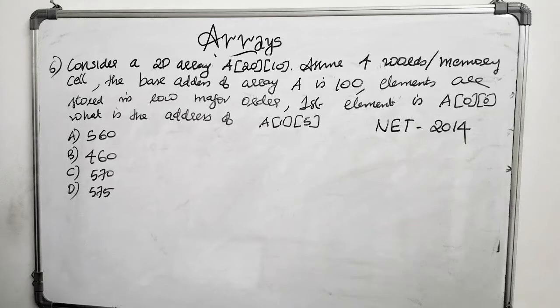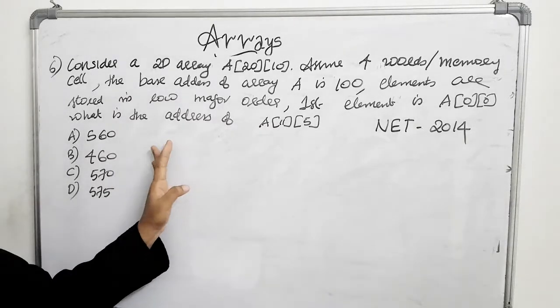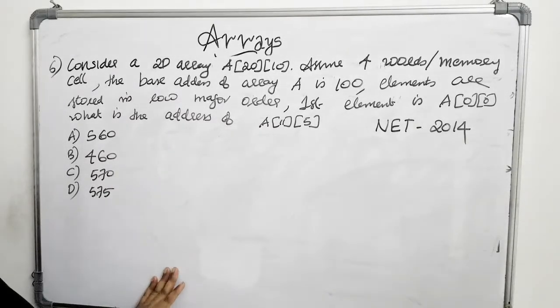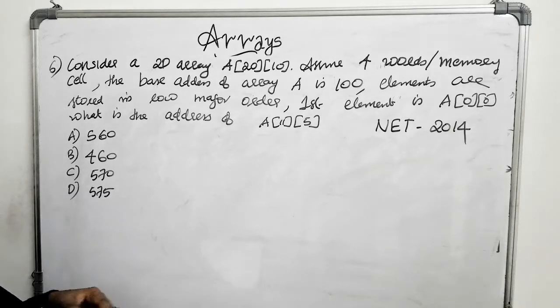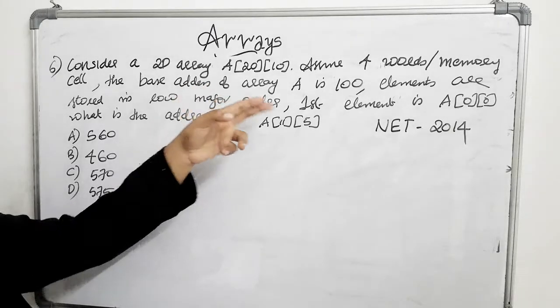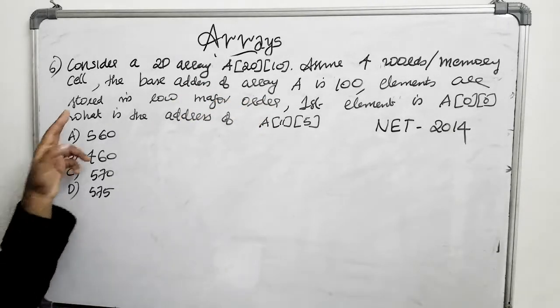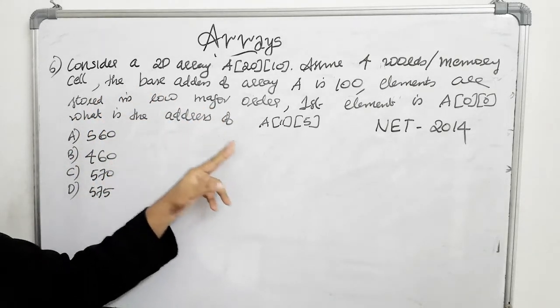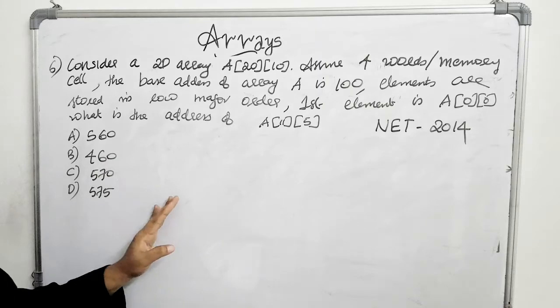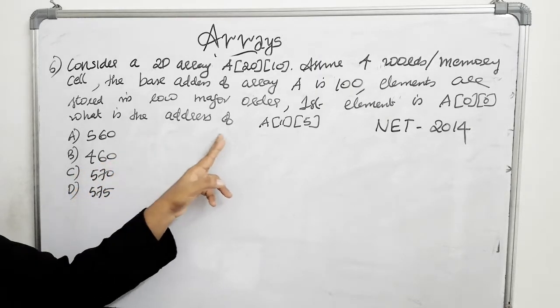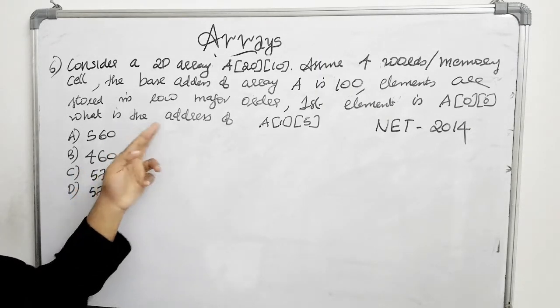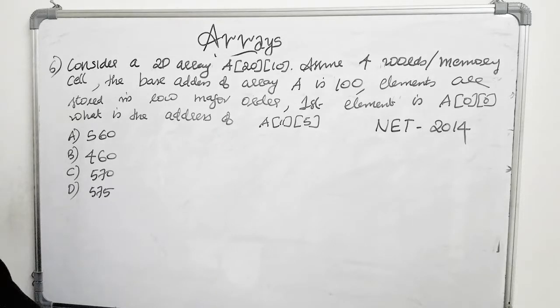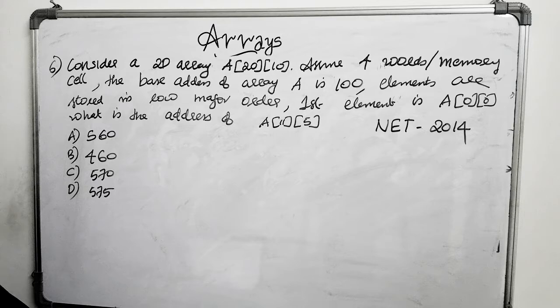So here is our next question. Consider a two-dimensional array A of 20x10. Assume 4 words per memory cell. That means the size of an integer is 4 words here. The base address of the array is 100. Elements are stored in row major order. The first element is A[0][0], that is, indexing starts from 0. What is the address of A[11][5]? This is a question from UGC NET 2014, and these are the options given.